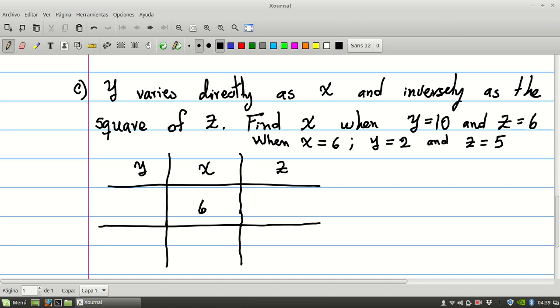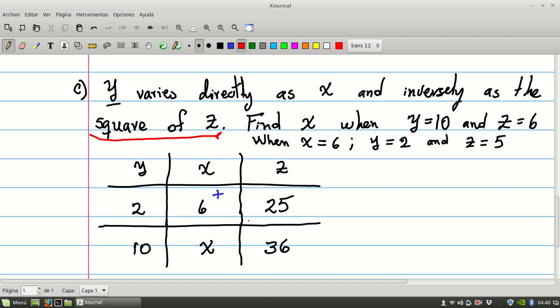So when x equals 6, z equals 5, and y equals 2. Okay, and what we need is to find x. So by following our instructions of the table, y is 2 and 10, and z is 5 and 6. But remember that y varies directly as x and inversely as the square of z. So we're not going to work with 5, but the square of 5, 25, and the square of 6, that is 36. Okay? Remember the words, the square of z.